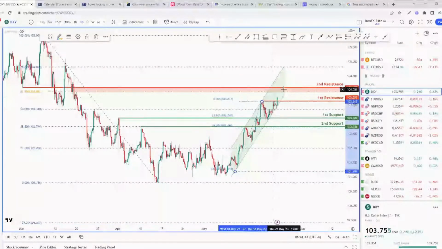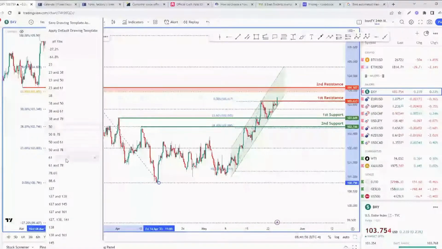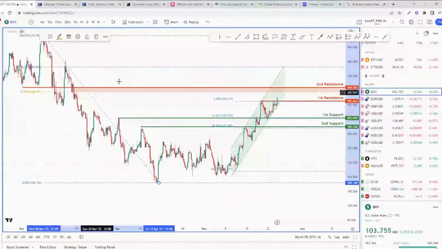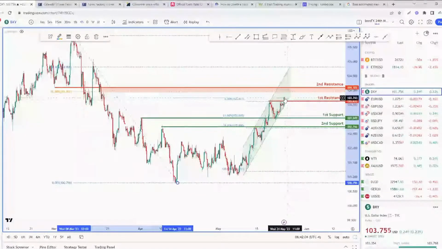23 and 38%. So the next level that has not been broken on this Fibonacci retracement is the 61.8%. So now I'm just going to remove all the others and just put 61 and 78%. As there's strong demand for the US dollar coming in now, it's quite likely that the dollar index could push towards the 61.8% Fibonacci retracement, which is almost close to 104.